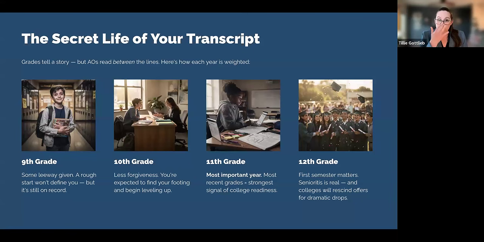10th grade, there's a little bit less forgiveness. The assumption is that you are getting more comfortable with the rigors of high school, and you're expected to find your footing, start to challenge yourself in the areas where you have particular interests.